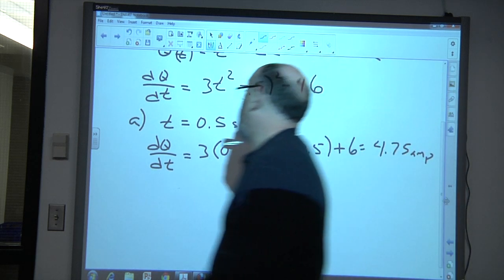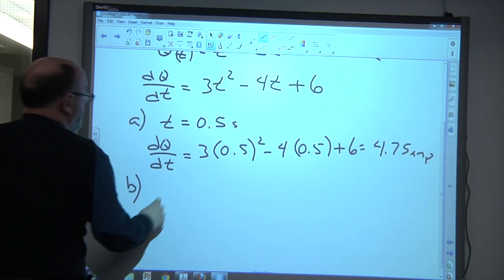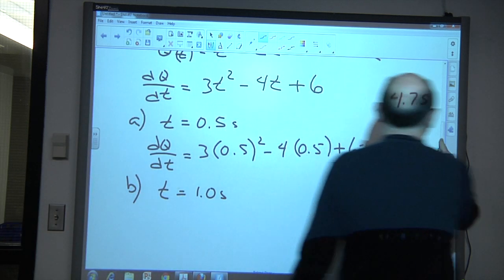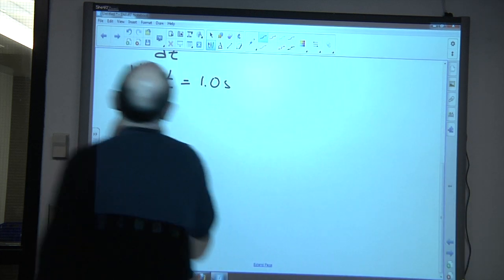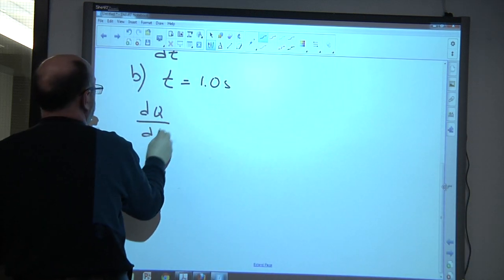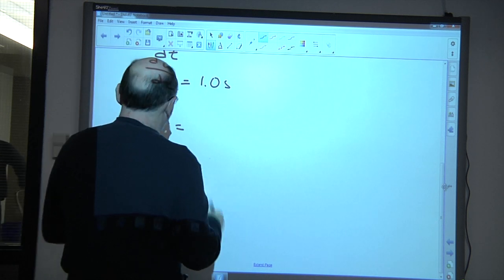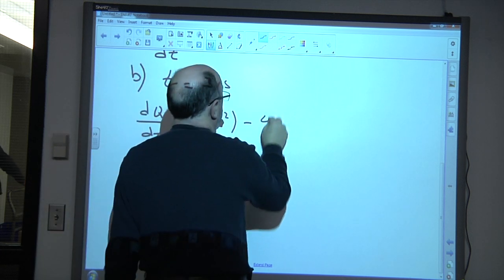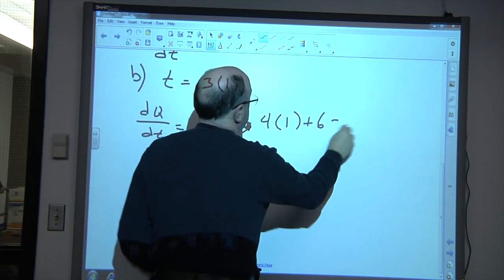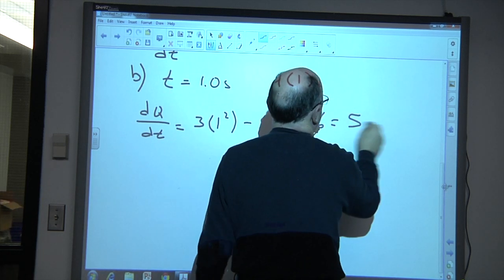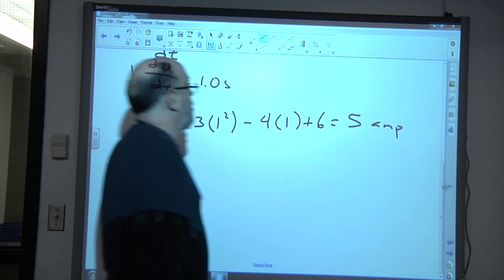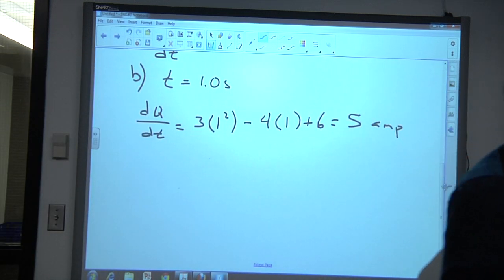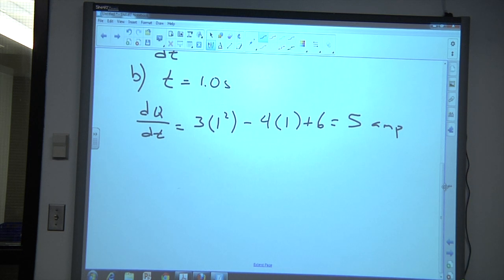And then for part B, they want you to do it when t is 1 second. And so we would plug that in. And so dq dt would equal 3 times 1 squared minus 4 times 1 plus 6. And that comes out to be 5. So we've answered the question of those 2 parts. And with that, that will conclude this talk.